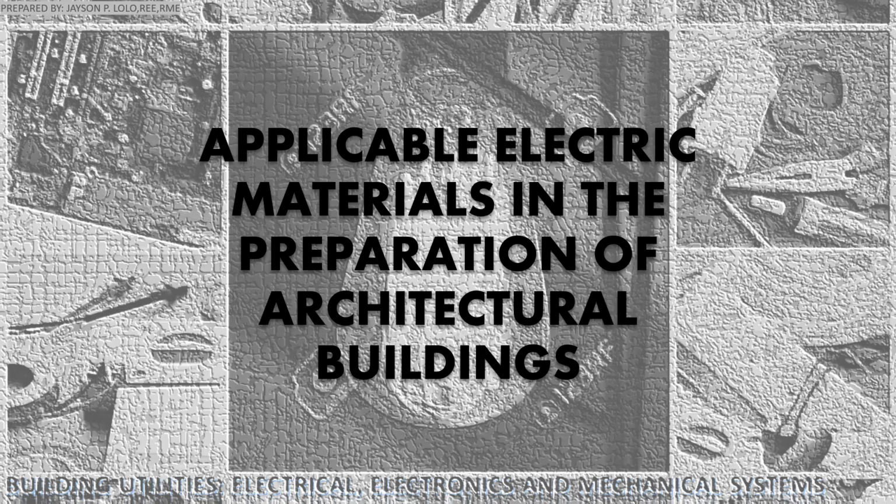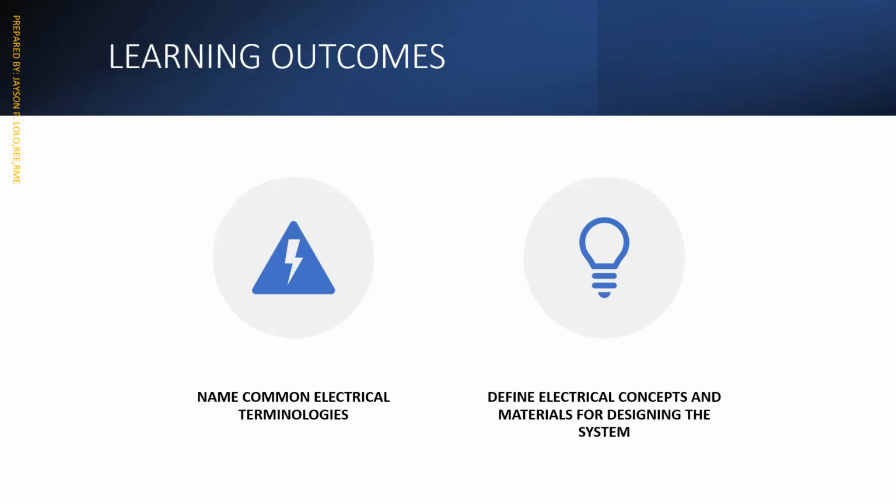Good day. This is our first lesson, which is entitled Applicable Electric Materials in the Preparation of Architectural Buildings. The learning outcomes for this lecture are: number 1, name common electrical terminologies. Second one is define electrical concepts and materials for designing the system.